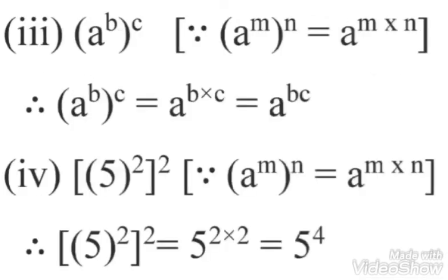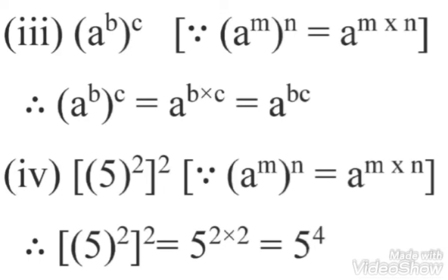Part 3, a raised to the power b whole raised to the power c. Because a raised to the power m whole raised to the power n is equals to a raised to the power m into n, therefore, a raised to the power b whole raised to the power c is equals to a raised to the power b into c, that is a raised to the power bc.